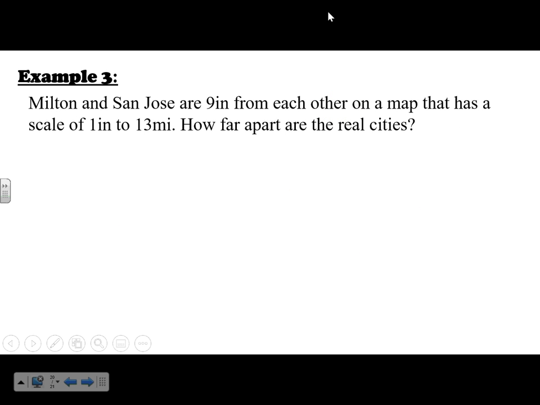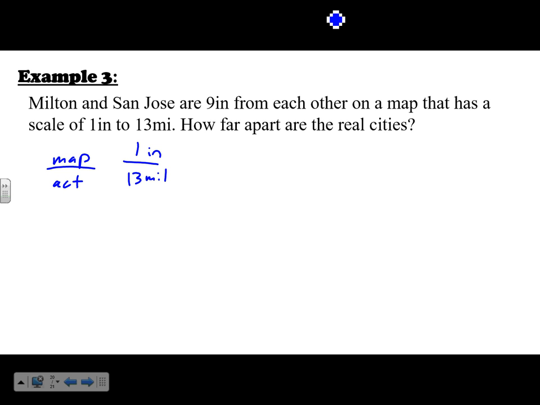And the last example: Milton and San Jose are 9 inches from each other on a map that has a scale of 1 inch to 13 miles. How far apart are the real cities? So let's do the map over the actual. The map is 1 inch over 13 miles.